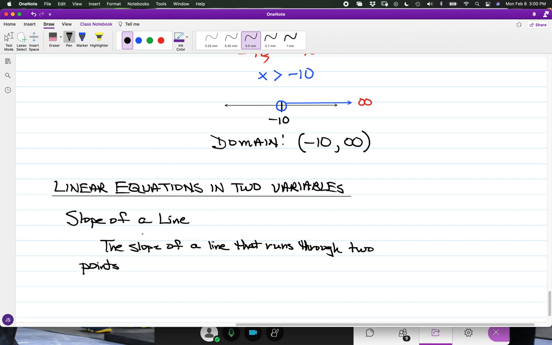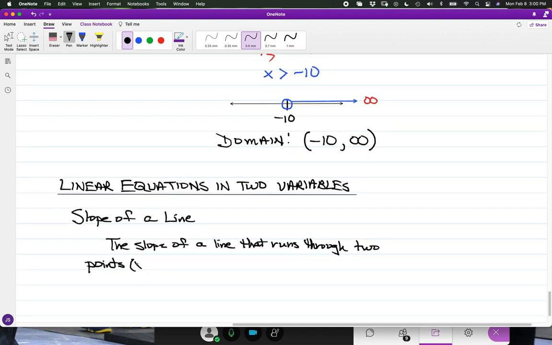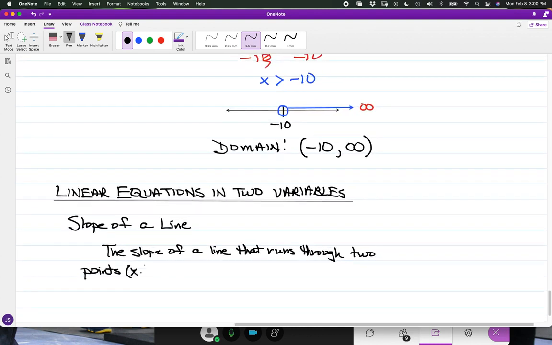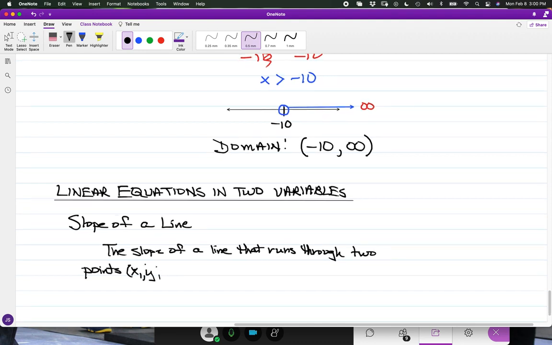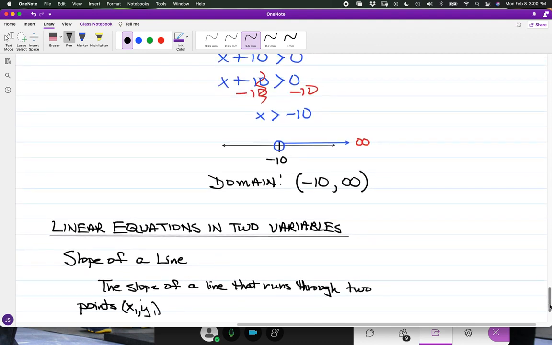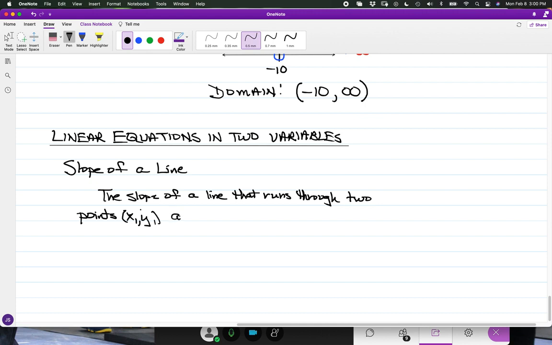So I'm going through 2 points. So you have x₁, y₁. And so we have x₂, y₂. Now for the letter we're going to use to represent slope, we have the letter m, and we have this equal to y₂ minus y₁ all over x₂ minus x₁.